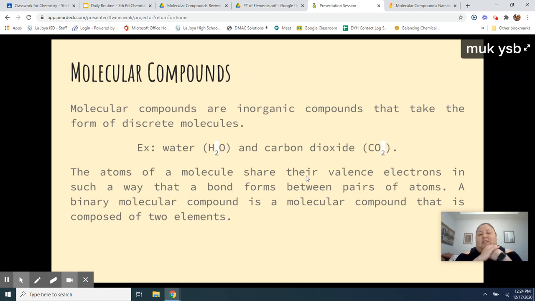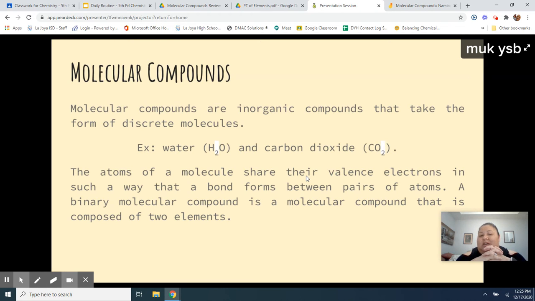All right, so molecular compounds. You got to remember that molecular compounds are inorganic compounds that take the form of discrete molecules. Some very common examples that you're very familiar with are water and carbon dioxide, H2O and CO2. The atoms of a molecule share their valence electrons in such a way that a bond forms between the pairs of atoms. A binary molecular compound is a molecular compound composed of 2 elements.